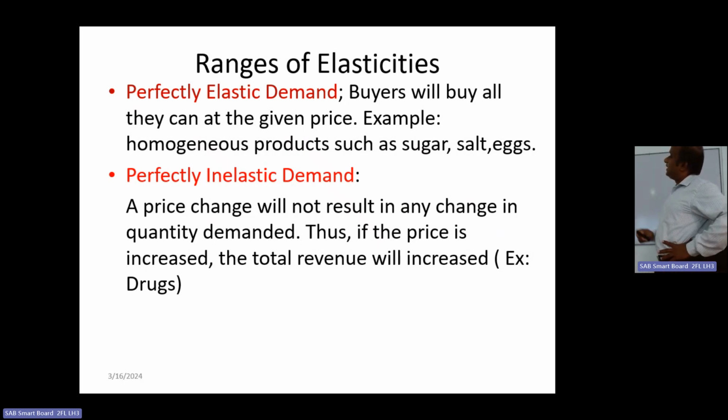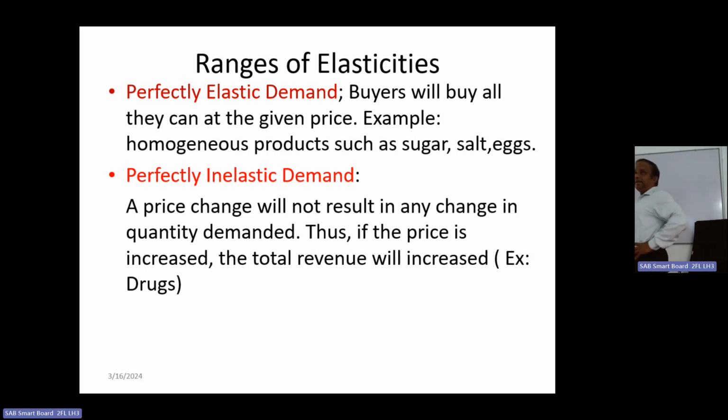And perfectly inelastic demand is where a change in price does not result in a change in the quantity. Price can be varied, but quantity does not change. So we have a vertical demand curve. Under such circumstances, if the price is increased, what happens? The quantity demanded does not change, so revenue increases by the same percentage as the increase in price.